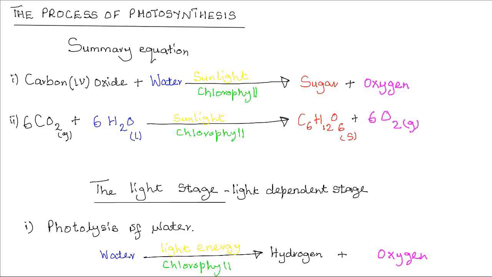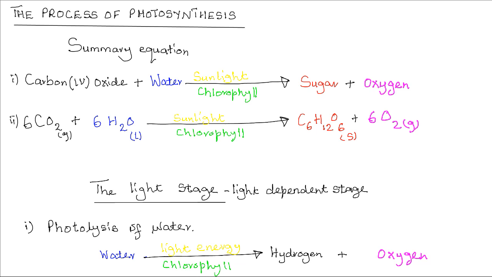The process of photosynthesis. Photosynthesis involves a series of complex chemical reactions in which carbon dioxide and water react in the presence of light energy and chlorophyll to form carbohydrates. Oxygen is given off as a byproduct.